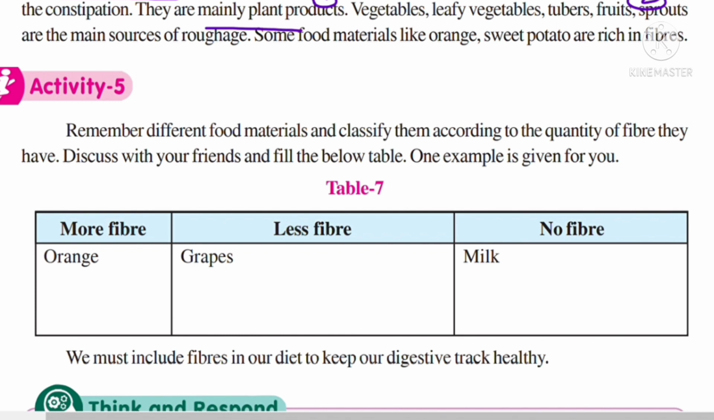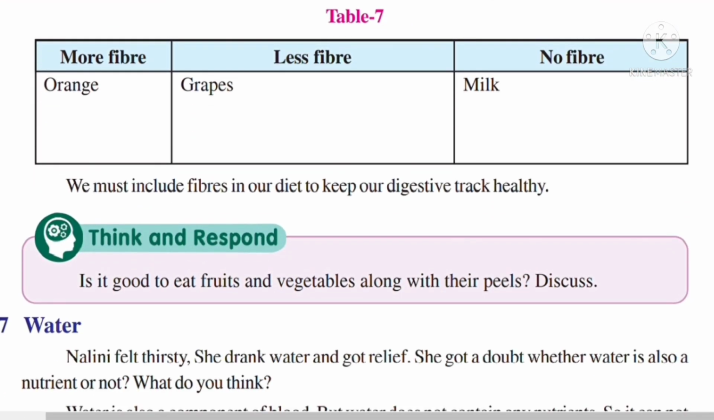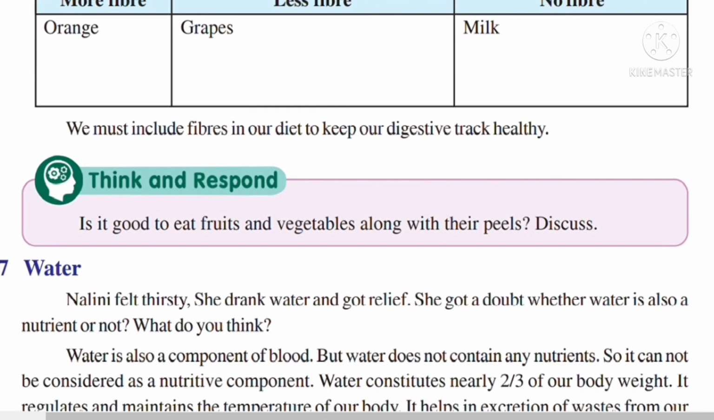More fiber, for example, sweet lemon, lemon and watermelon. These are all more fiber. Less fiber, mango compared to the orange. And no fiber, apple did not contain fiber. Okay. So you will write your own, okay? We must include fibers in our diet to keep our digestive tract healthy.